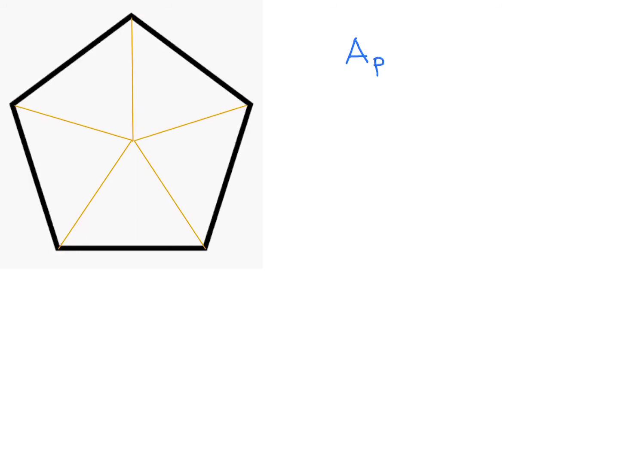So area of Pentagon will basically be 5 times the area of one of these triangles, which will be 1/2 base times height. Okay, so now let's concentrate on getting the base and the height of one of these triangles. So the first thing, of course, I've got to draw a perpendicular.